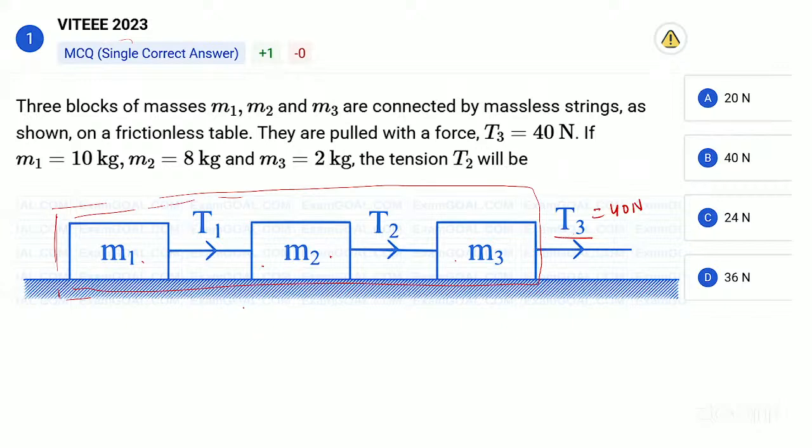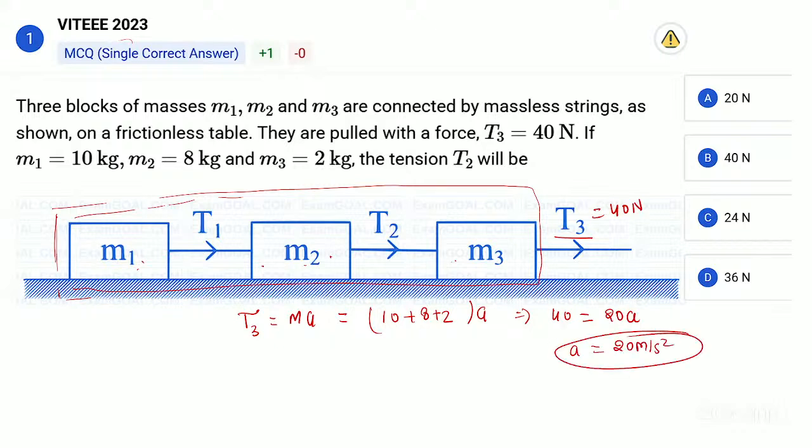So the net force T3 equals mass times acceleration of the system. This mass comprises M1, M2 and M3 because we have assumed these three as a system. So it becomes 10 plus 8 plus 2, into acceleration. T3 is 40 Newton. 10 plus 8 is 18, plus 2 is 20, into a. So acceleration will become 2 meter per second square. This is the value of acceleration.